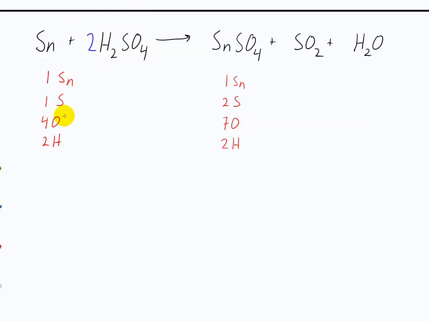So we have 2 of them. Now let's correct our counts so we don't get screwed up with other stuff. We now have 2 sulfur. We now have 8 oxygen. And we now have 4 hydrogen. Okay. So the tin and sulfur are balanced. The oxygen and the hydrogen are out of whack. Which one do you want to balance next?